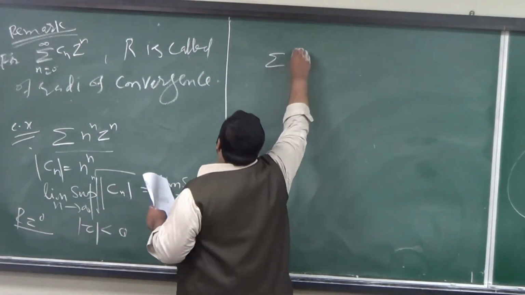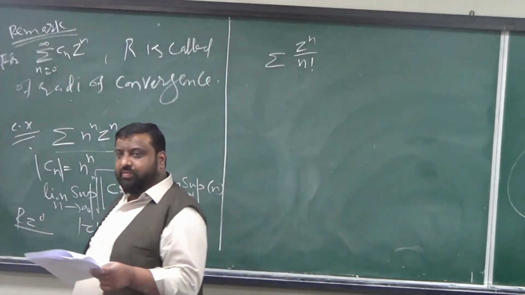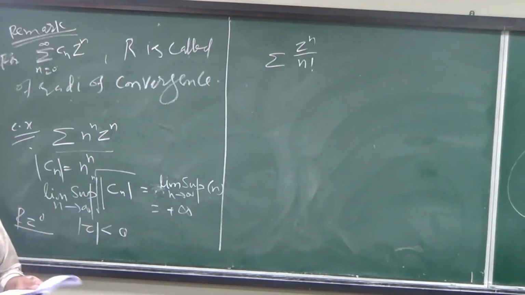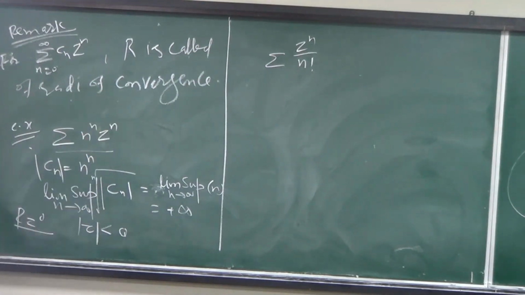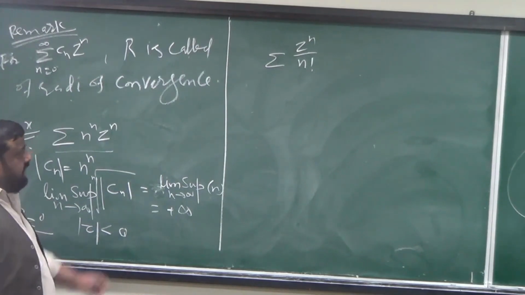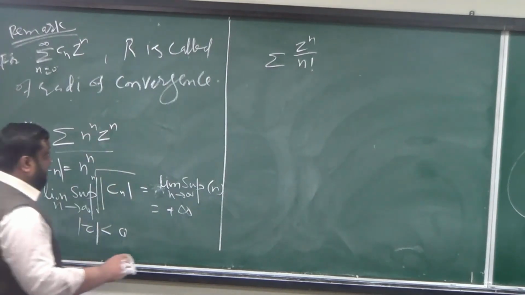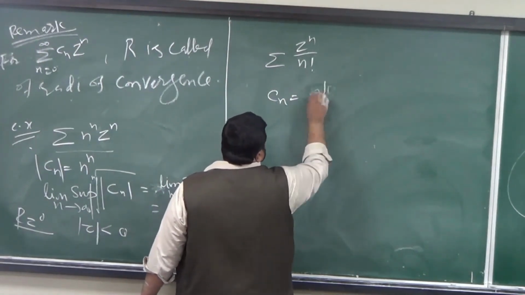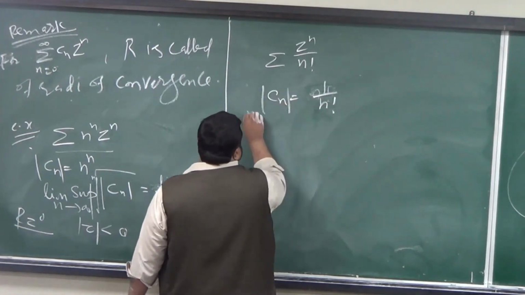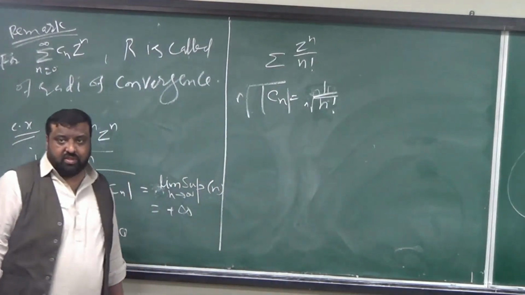How about if I have z raised to n over n factorial, which is equal to e to the z. Should converge. Expansion of e to the z, roughly. Anyway, forget about that. So what will be the Cn here? 1 over n factorial, take the nth root of this.